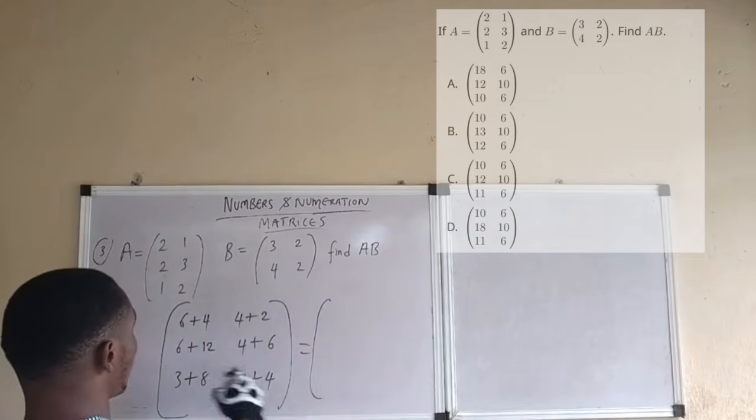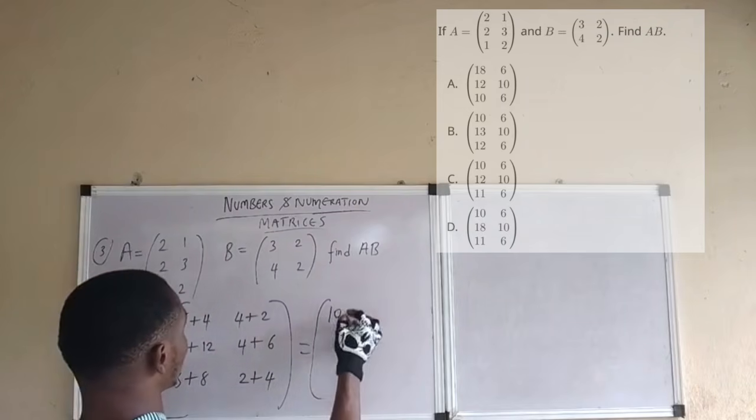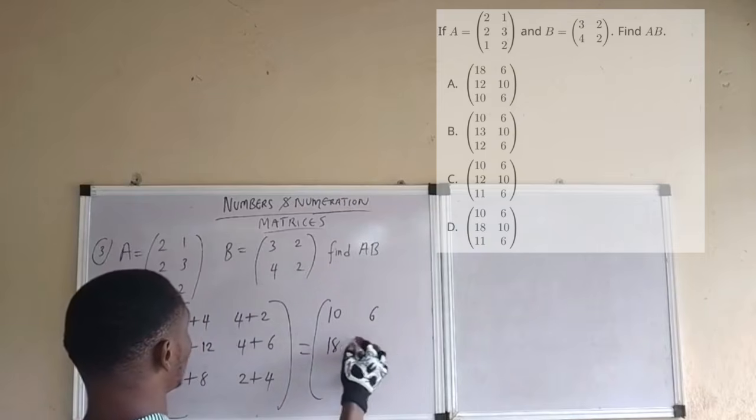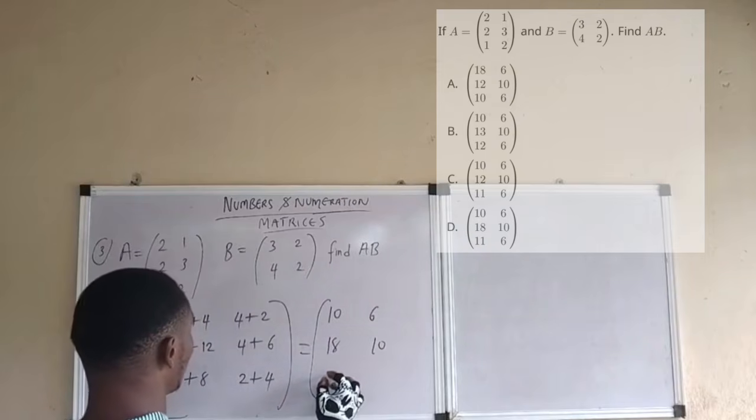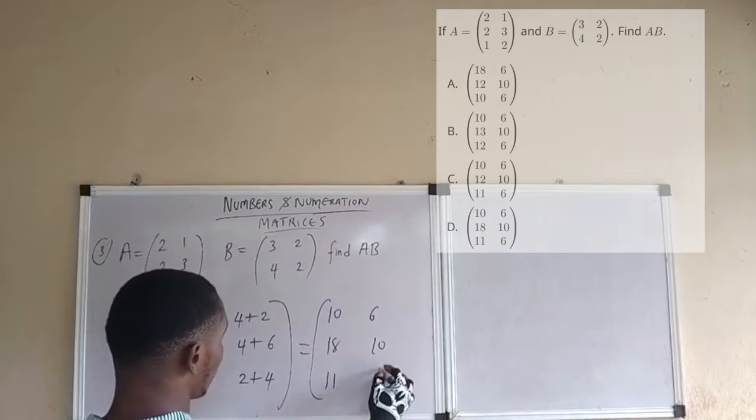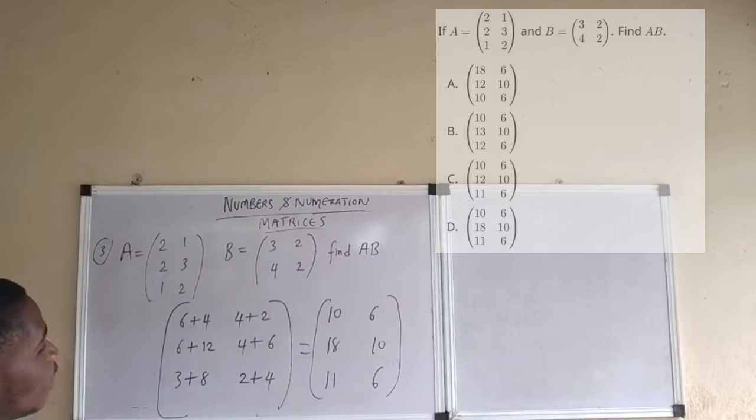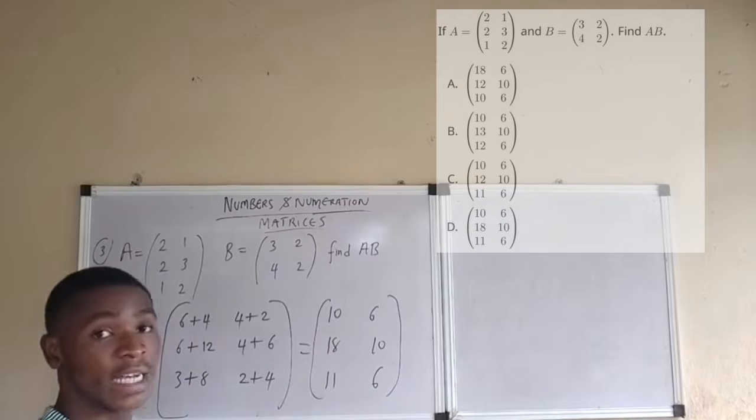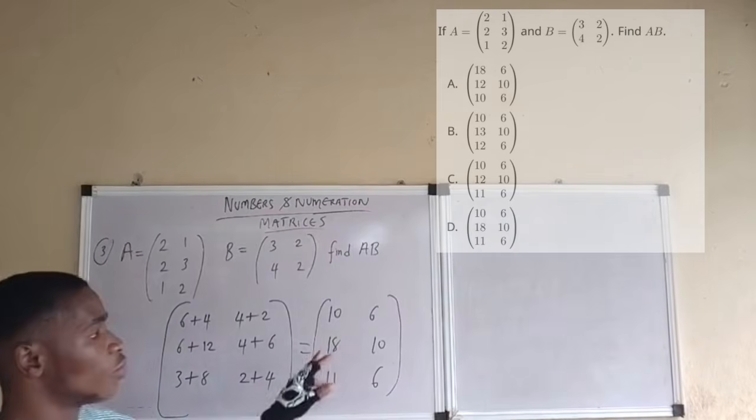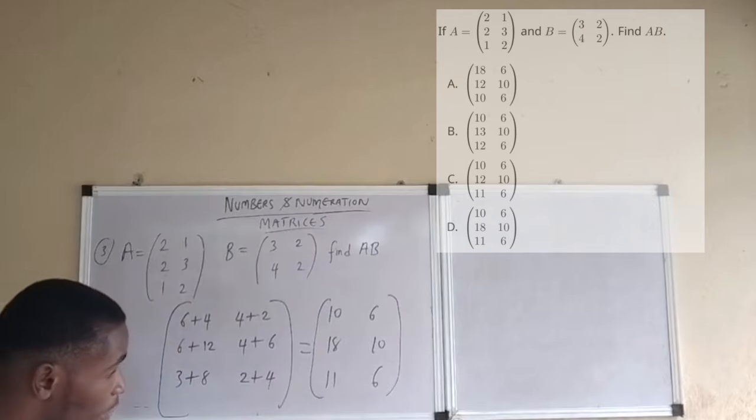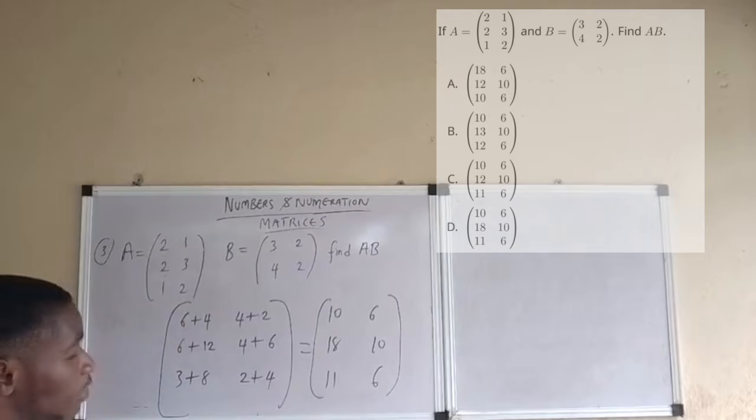So we have 6 plus 4, that's 10. 4 plus 2, 6. Here we have 18, we have 10. We have 11, we have 6. All right. So the resulting value is a 3 by 2 matrix. 3 rows, 2 columns. So if you look carefully, the correct answer is option D. All right. That's the correct answer to this question.